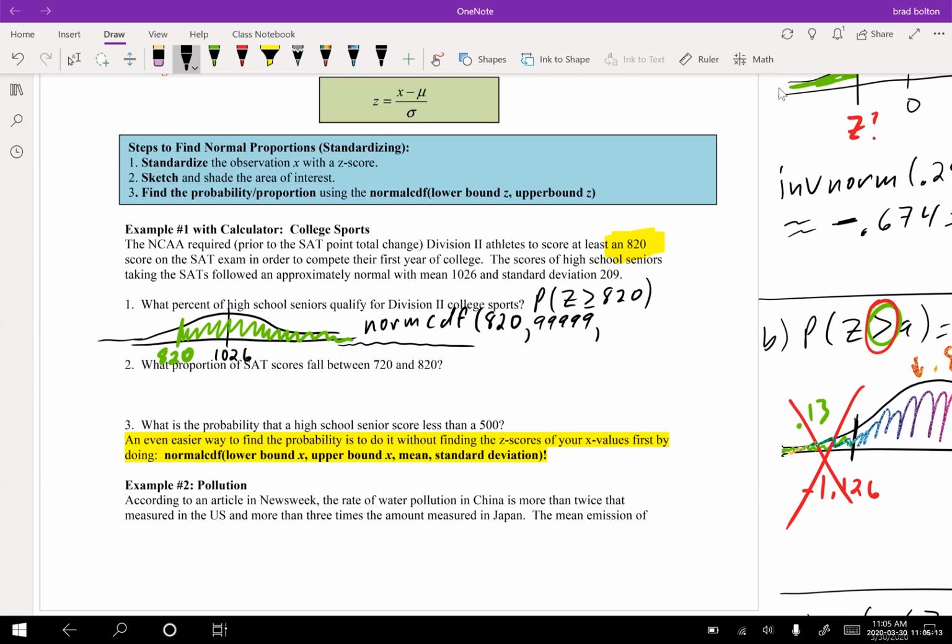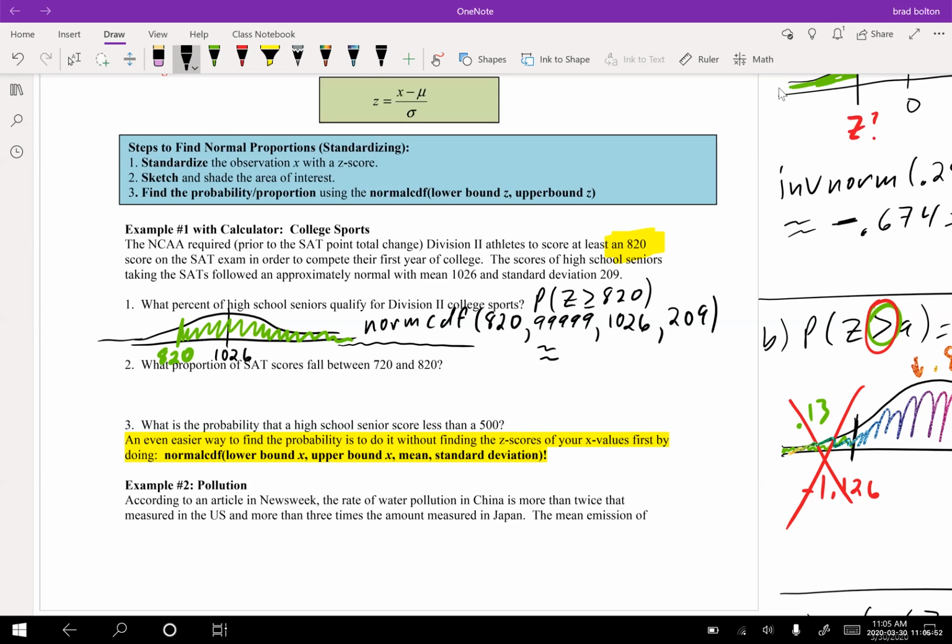Normally, when we type in mean and standard deviation, wouldn't we use 0 and 1, right? But now we're going to use the mean of this problem, which is 1026, and the standard deviation of this problem, which is 209. So this is not standard normal, okay? Let's take out our calculator. Second vars, normal CDF, 820. The upper bound is 99999. If you use more nines or one less, I don't think it'll matter, as long as it's a big number. Then 1026 and 209.